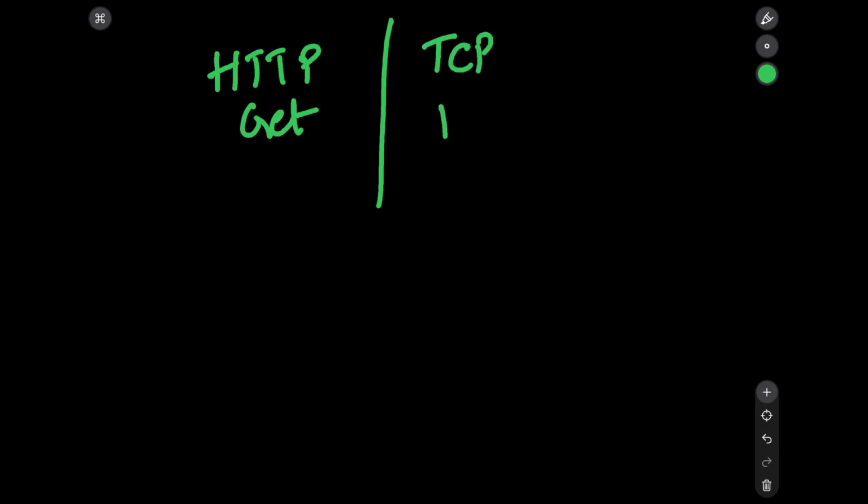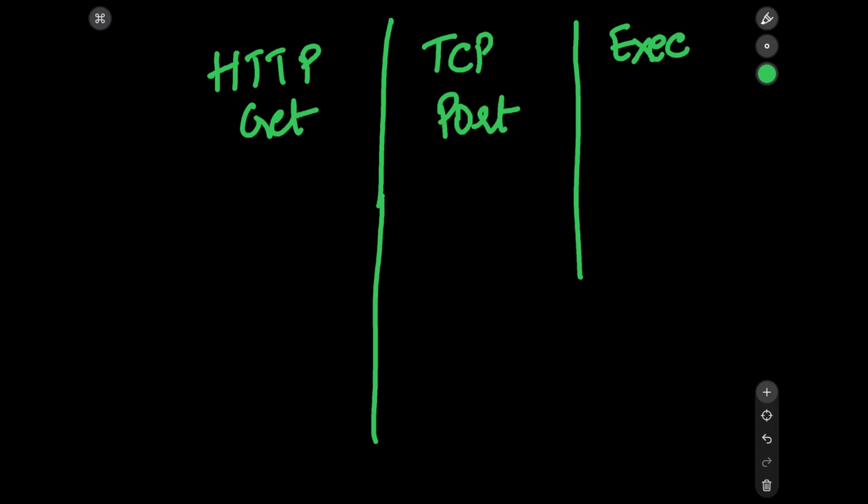Liveness probe can be divided into three main types: HTTP GET, TCP port check, or an arbitrary execute command, where you can run a command in the container.